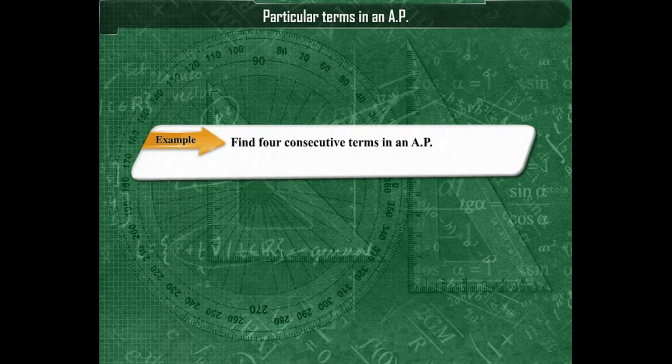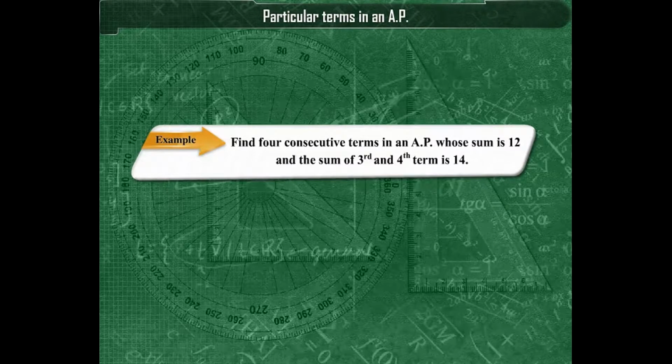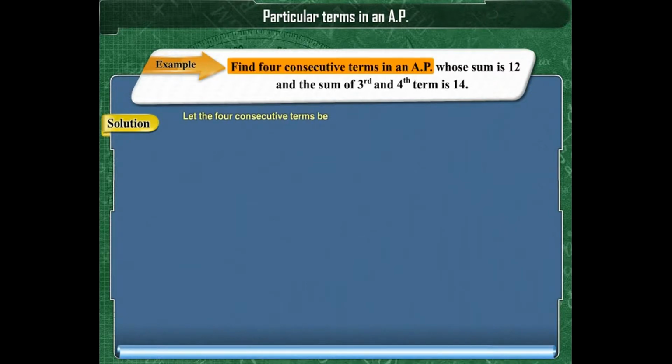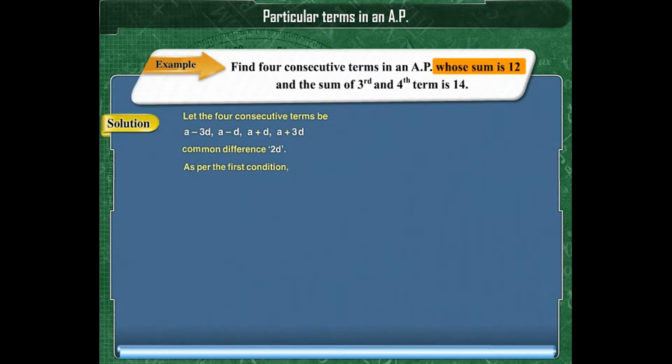Find 4 consecutive terms in an AP whose sum is 12 and the sum of the third and fourth term is 14. We have just seen that for 4 consecutive terms, we have to assume the terms as A minus 3D, A minus D, A plus D, A plus 3D with common difference 2D. The sum of the 4 terms is given as 12. Therefore, A minus 3D plus A minus D plus A plus D plus A plus 3D is 12.